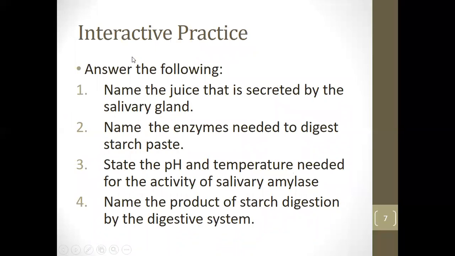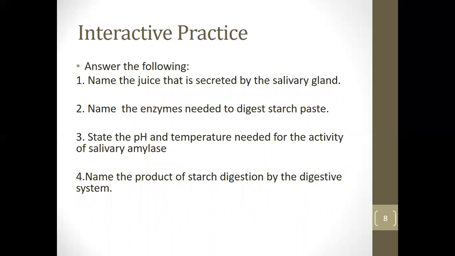I'm going to read these 4 questions following each other, and you will pause this video for about 2 minutes and try to answer the 4 questions. So the first one is, name the juice that is secreted by the salivary gland. Name the enzymes needed to digest the starch paste. State the pH and the temperature needed for the activity of salivary amylase. Name the product of starch digestion by the digestive system. So pause for 2 minutes and answer these questions.